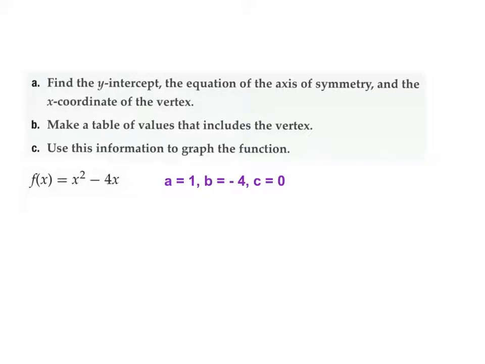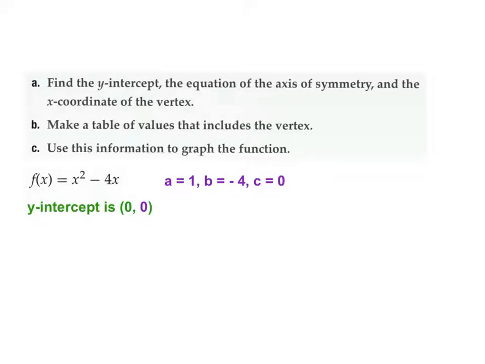Let's go through part A. The first thing is to find the y-intercept. The y-intercept is 0, but I want to write it as a point. So I'm just going to write y-intercept 0, 0. Notice I matched the purples up. That's where that one came from. The x-coordinate is always 0.